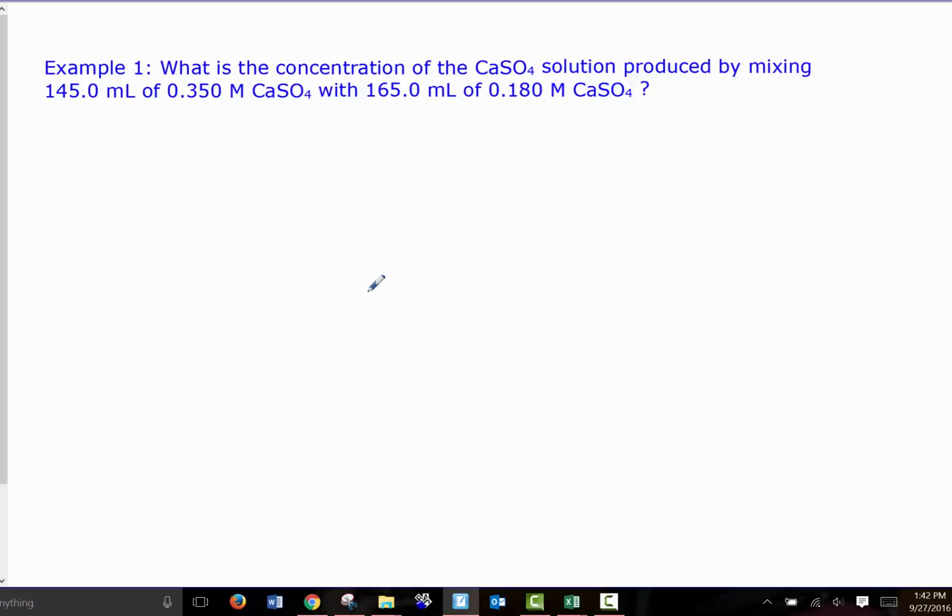Example number 1: what is the concentration of calcium sulfate solution produced by mixing 145 mL of 0.35 molar calcium sulfate? So right away, let's label this one solution number 1. Okay, and we're mixing it with 165 mL of 0.18 molar calcium sulfate. Let's call this solution number 2. Now notice that they both contain the same chemical, calcium sulfate, so I know that in the resulting mixture I am going to be able to add the two final concentrations together.